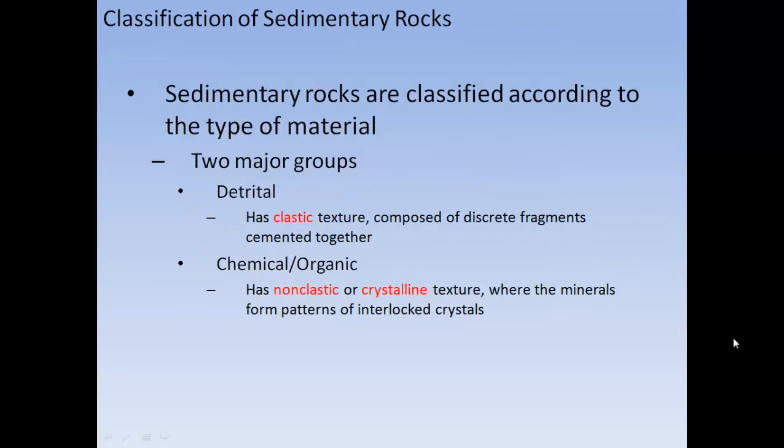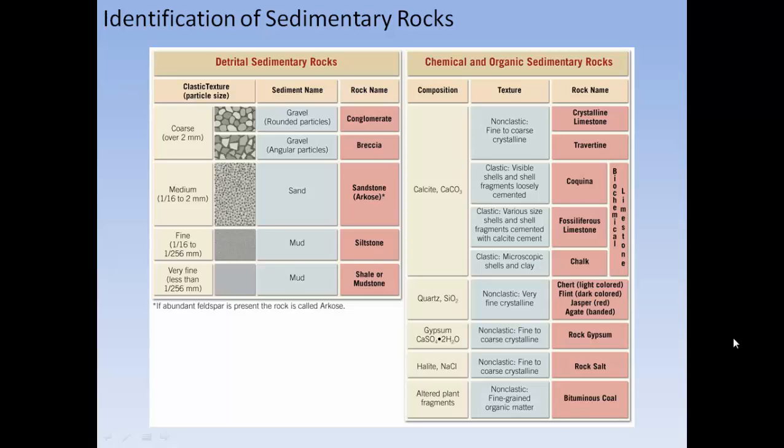Okay, now sedimentary rocks are also classified according to the type of material they're made of. So there are two major groups, the detrital, and the other one was the chemical along with the organic. The detrital we call a clastic texture, composed of discrete fragments cemented together. And chemical and organic we call non-clastic or crystalline texture, where the minerals form patterns of interlocking crystals. So here's our chart for identifying sedimentary rocks. This column here is the detrital, and over here is our chemical and organic.